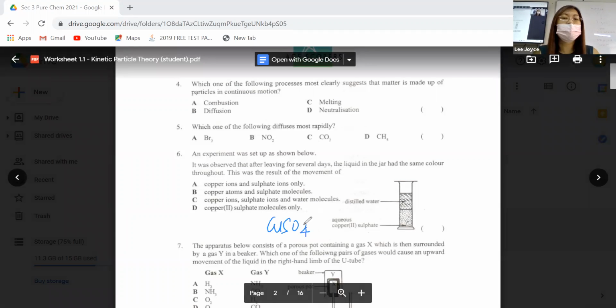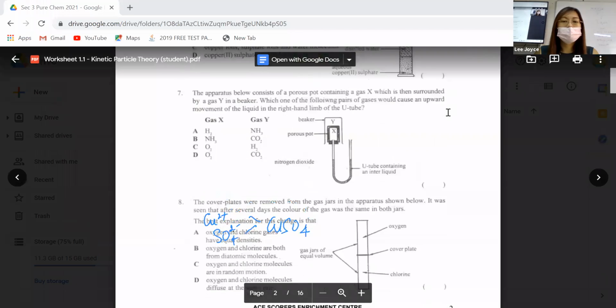CuSO4 is actually an ionic compound. So this CuSO4, copper 2 sulfate, is made up of the Cu2+ ions as well as the sulfate SO4 2- ions. Which means that when it dissolves in water, it will be dissociated. It will be broken up into the Cu2+ and the sulfate ions together with the water molecules. So that's why the answer for this is C. It's a similar question to what we've done in the previous worksheet.